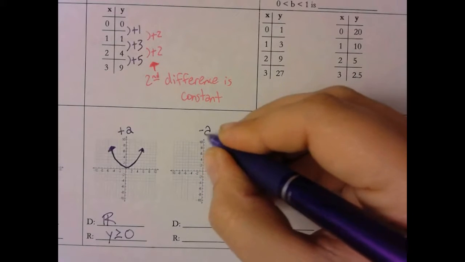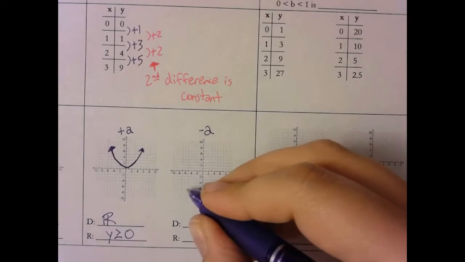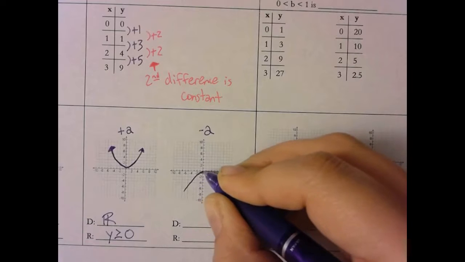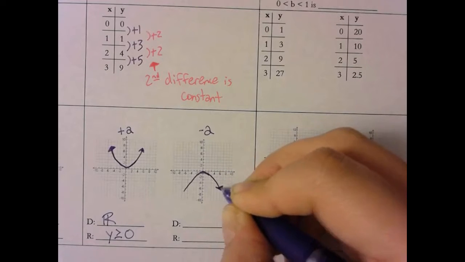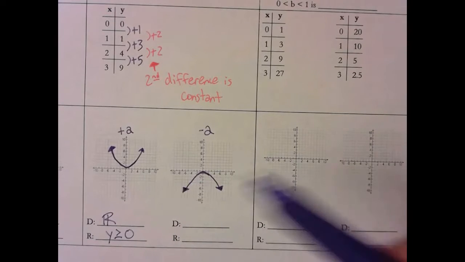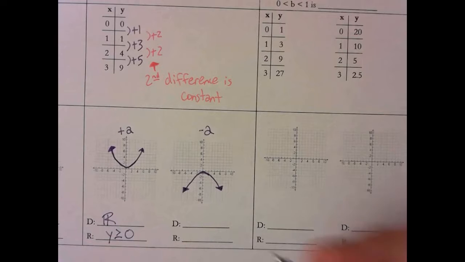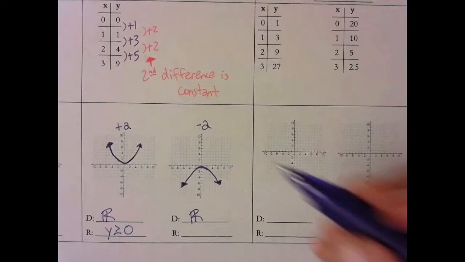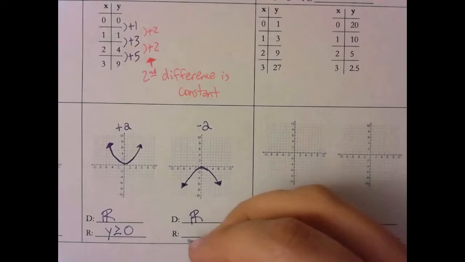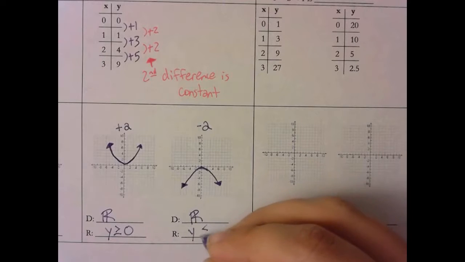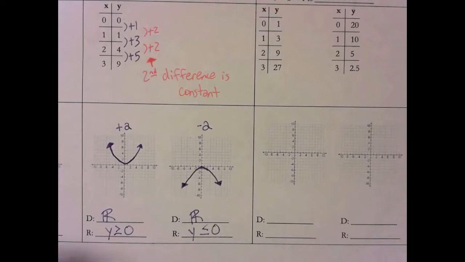All right, what about if a is negative? So if a is negative, you'd have something like this. Okay, for domain, look at left and right. It never stops going left or right, so the domain is all real numbers. Range, it starts at 0 and goes down. So y could be equal to 0 or it can be less. So y is less than or equal to 0. So again, all of that should have been reviewed. I really hope it was.